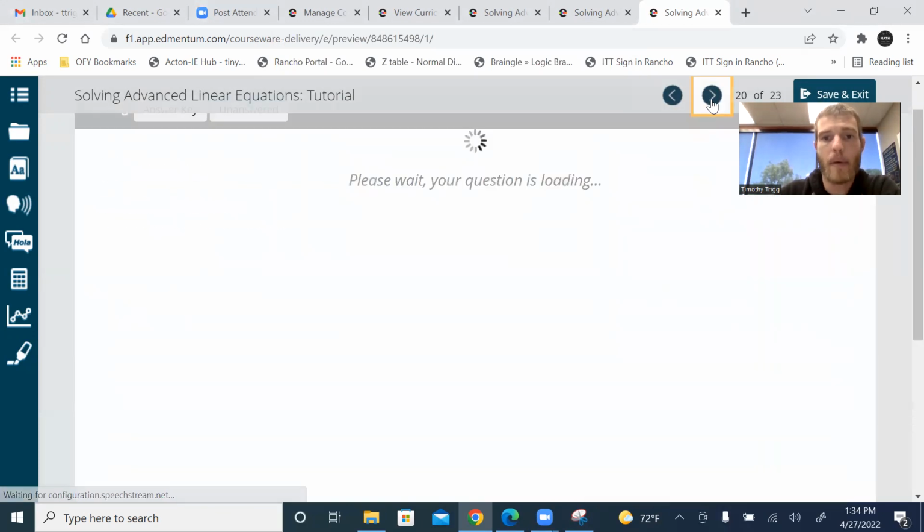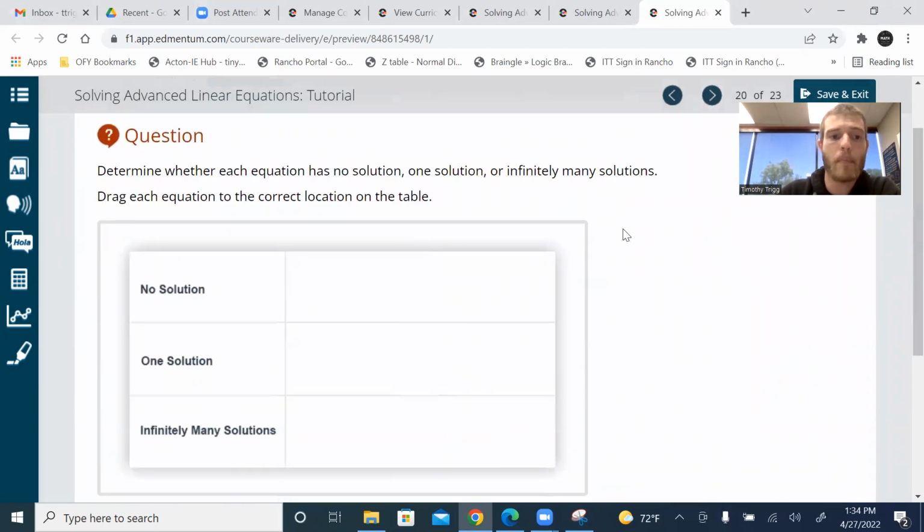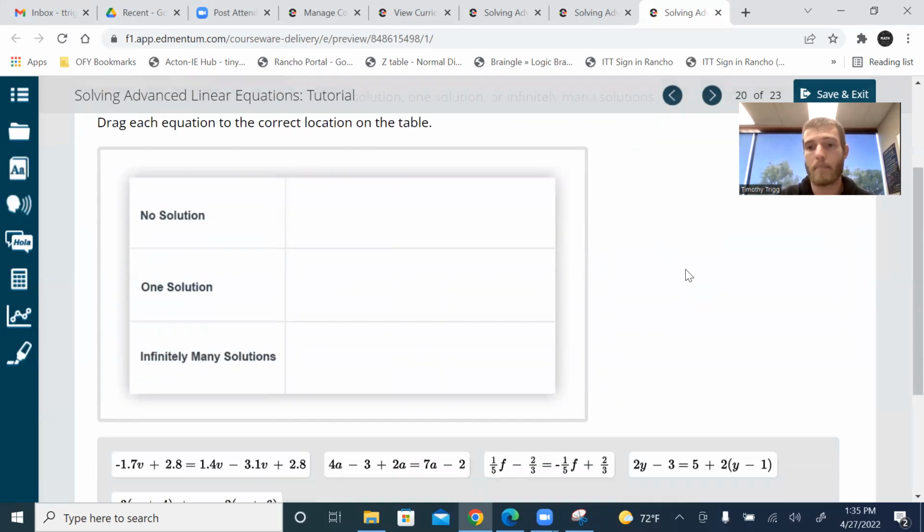Let's go ahead and skip ahead to this page, page 20. And here we're going to talk about how sometimes equations actually have no solution. So this is a possible outcome, that when you try to solve something, you end up with no solution. Now, how do you know when it's no solution? Well, we're going to explain that.